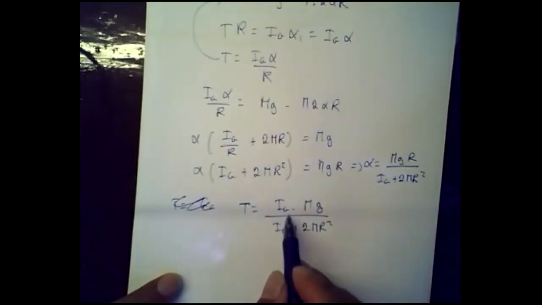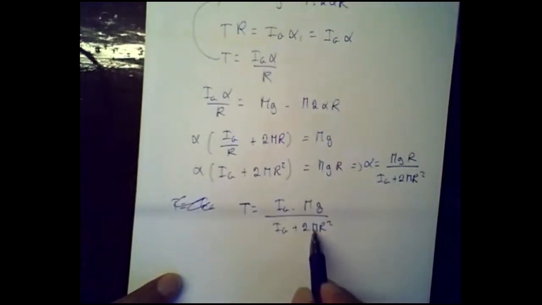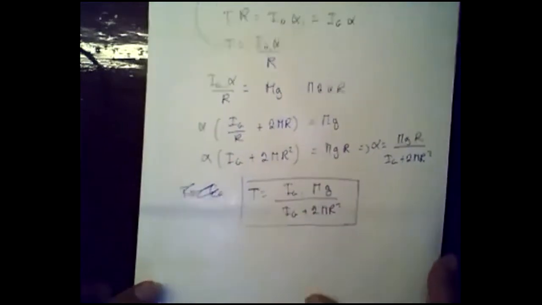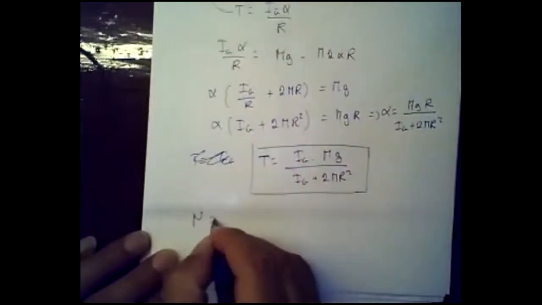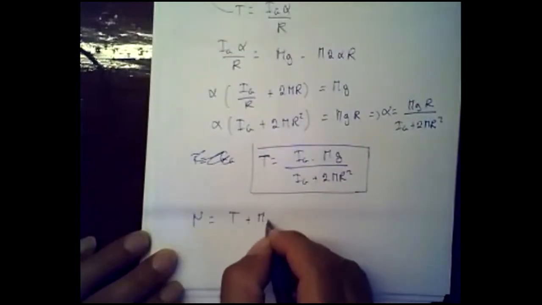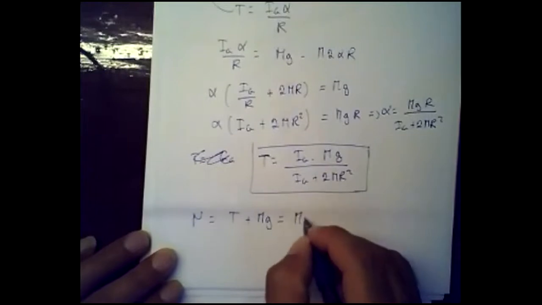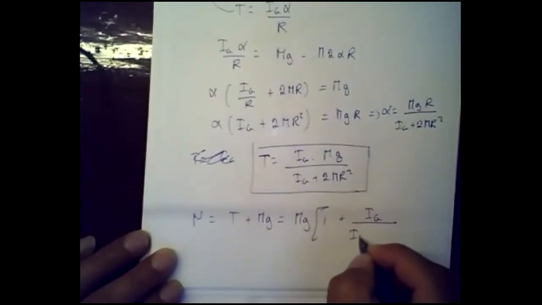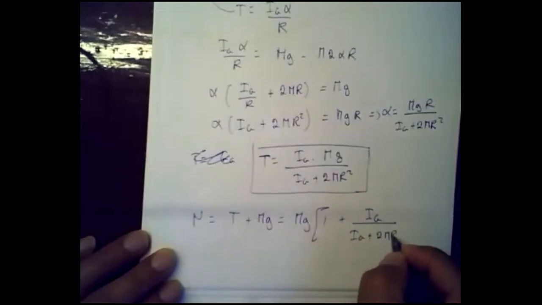Okay, and that makes sense. Why? Because IG divided by IG plus 2mr squared is unitless. So we only end up with mg, which is the unit of the tension. So now we have the tension. We can basically solve for the normal, and then we know the normal is going to be equal to T plus mg, which is basically mg (1 plus IG divided by IG plus 2mr squared).